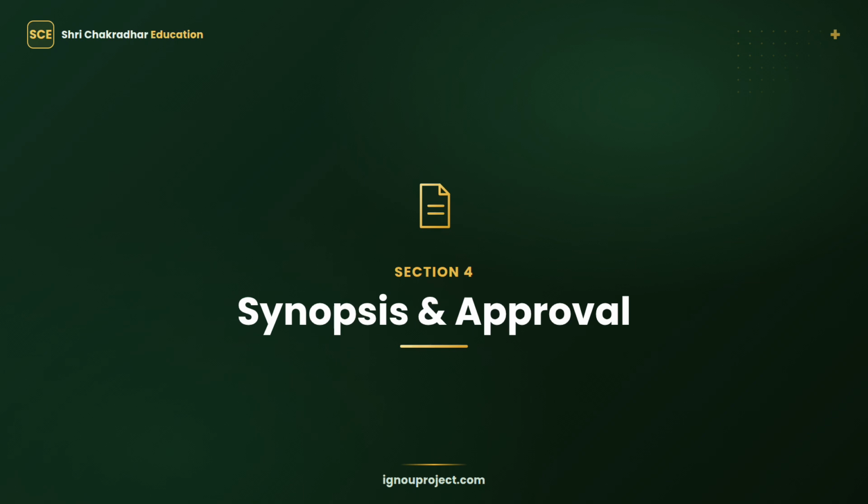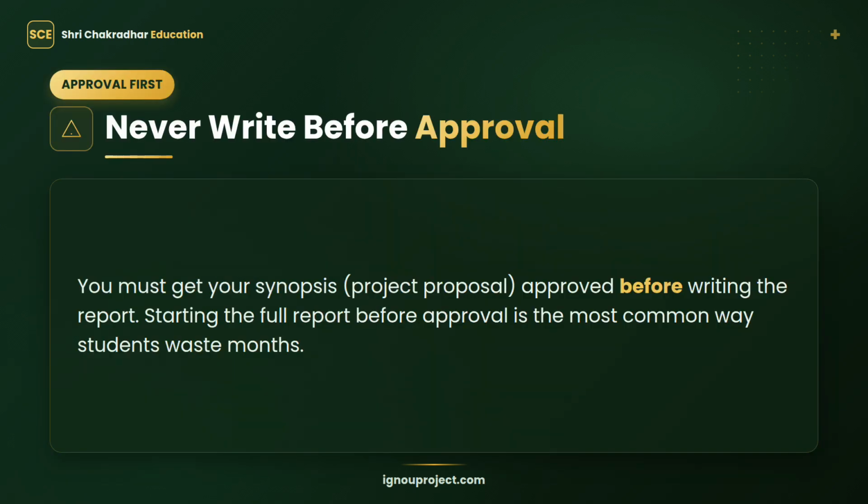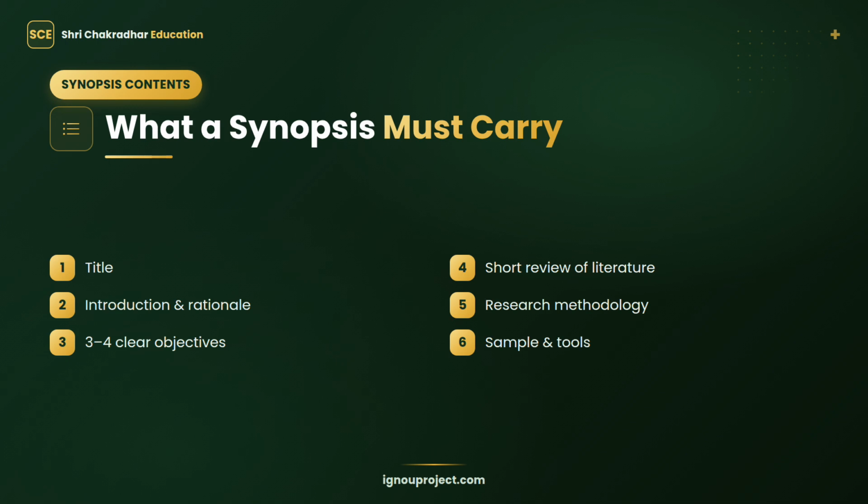Section 4. The synopsis and how to get it approved. Before you write the report, you must write and get approval for a synopsis, your project proposal. You cannot skip this step. Starting the full report before approval is the most common way students waste months of work. A good BTMP-146 synopsis is short and sharp.